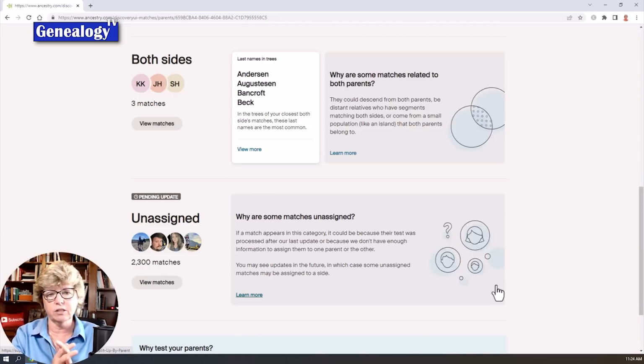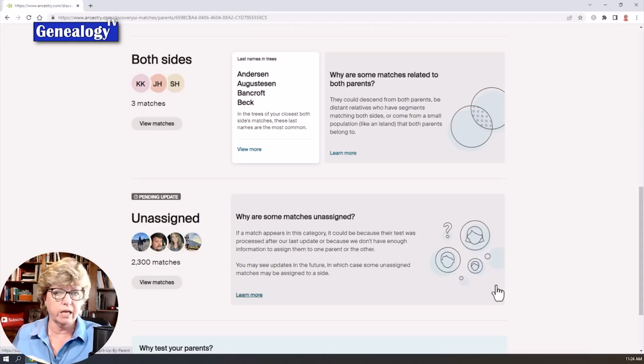So Ancestry is telling us the unassigned people are those people that have probably taken a recent DNA test and the most recent update has not been pushed out to us. And so those people are kind of falling in that unassigned bucket for the moment until they can identify which network they belong to. And so this is really exciting.